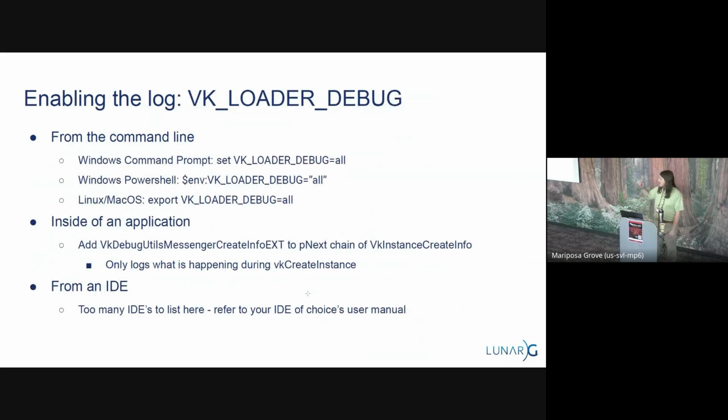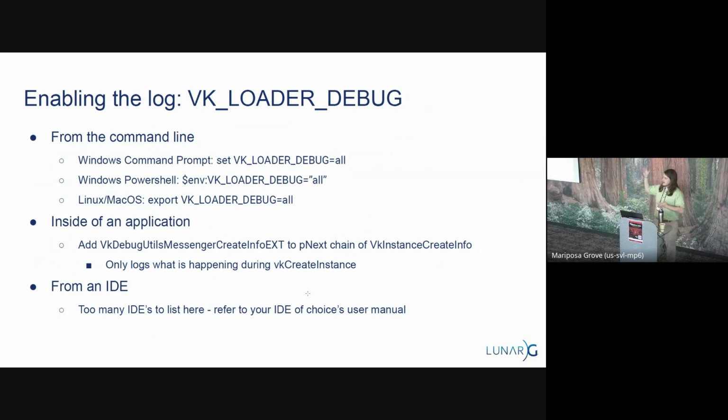Well, with VK_LOADER_DEBUG, that's an environment variable, and you set it equal to all. How exactly you set it equal to all depends on your terminal, your IDE, or whether you want to do it inside an application. So one nice thing about the loader log is that it prints to the debug utils callback as long as you provide a callback to the pNext chain of instance create info. That's a little bit of a fancy thing that not many people know about.